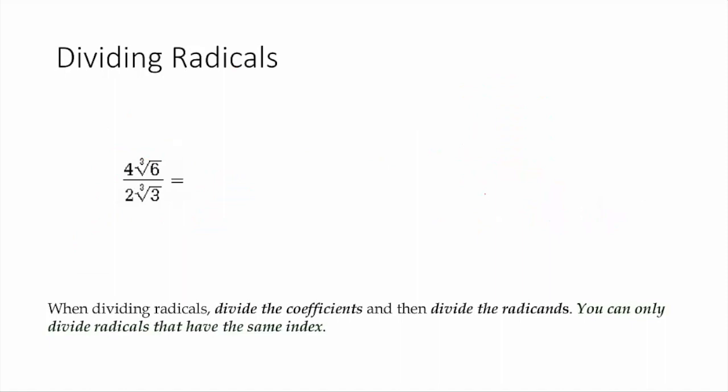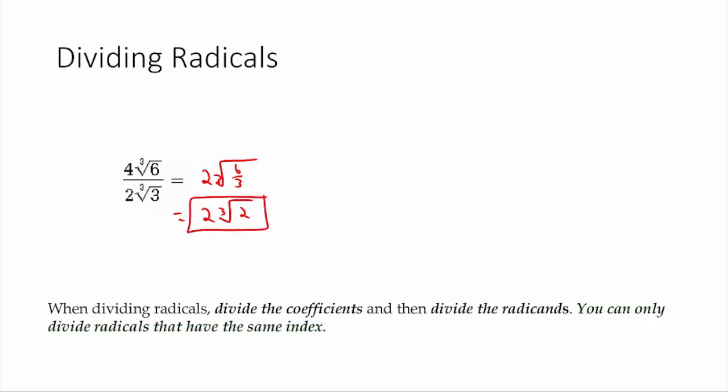When we're dividing radicals, it's really just the same thing. We're going to divide the numbers. So 4 divided by 2 is 2. And the cube root of 6 divided by the cube root of 3 is really equivalent to the cube root of 6 over 3. Well, that's just 2. So this is equal to 2 times the cube root of 2.